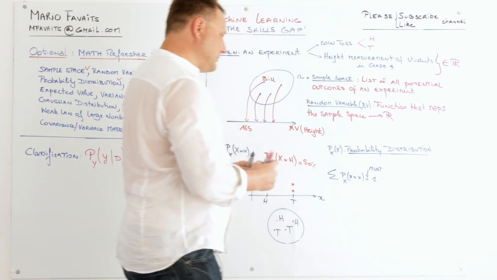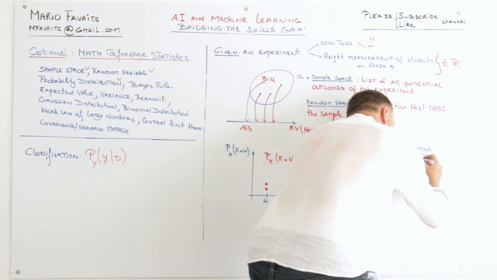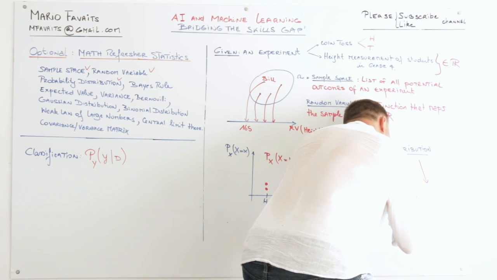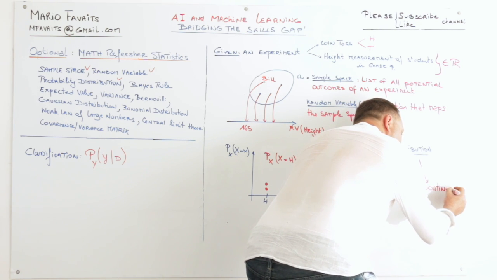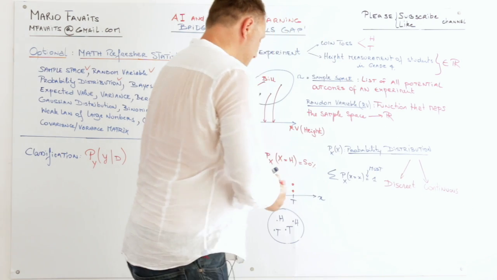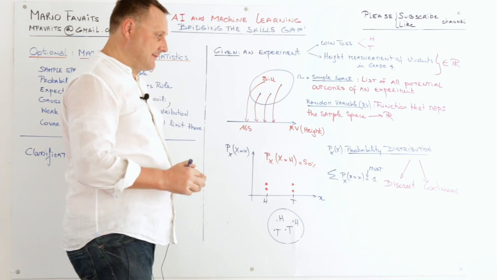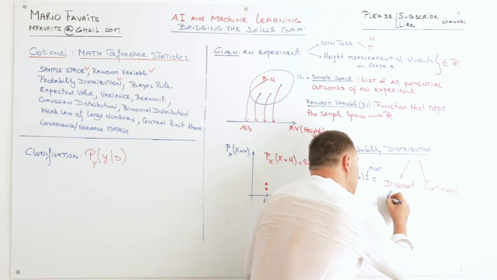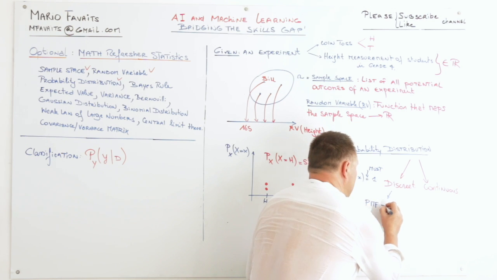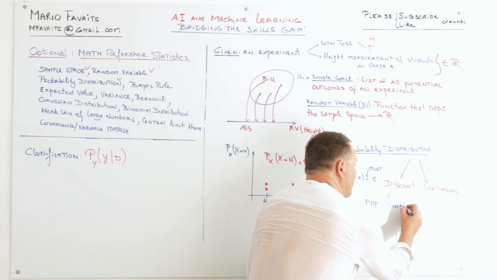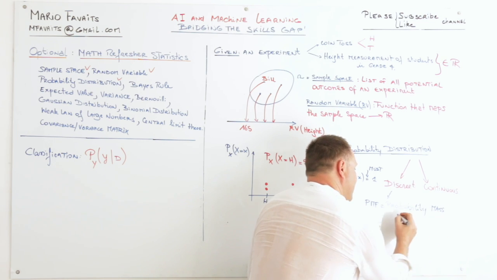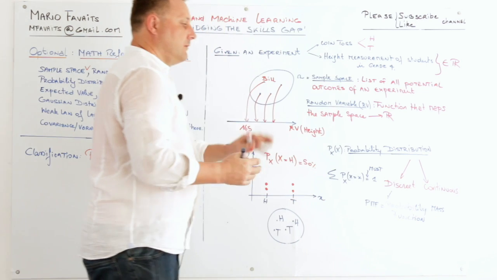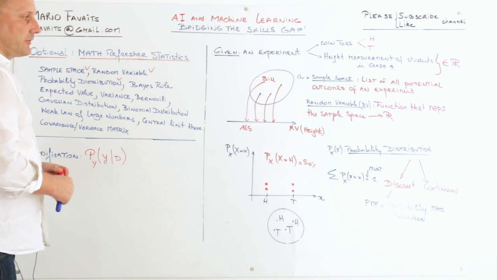Now the probability distribution can be discrete, or can be continuous. Yeah, in this case it was discrete, and then we call this the PMF. PMF is probability mass function. Okay, we'll get to the continuous later. I don't want to confuse you too much.